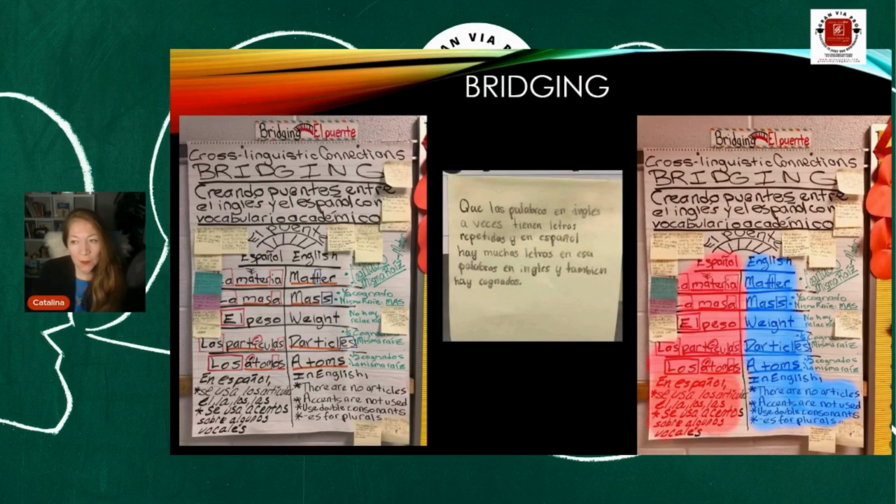Good morning, and we are here to discuss a little bit about bridging. And as we take a look at bridging, when I usually present bridging in the class, we are talking about cross-linguistic connections. We're talking about identifying cognates. We're talking about things like metalinguistic awareness, and really learning how to capitalize on those connections between English and Spanish in the bilingual classroom and even in the ESL classroom.